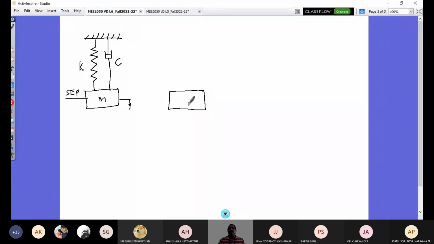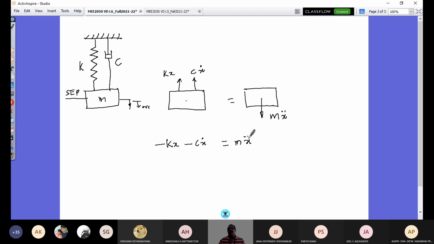So there would be two forces acting on this. One is the force due to the spring, that is going to be K into X, and another one is C into X dot. And that is going to be equal to the inertia force, as the motion down is considered positive, and that is M into X double dot. So taking this convention, I would be able to write my governing equation: minus Kx minus Cx dot is equal to Mx double dot. So this side is positive, this side is negative because of this reference.